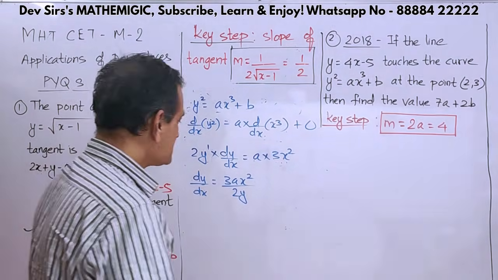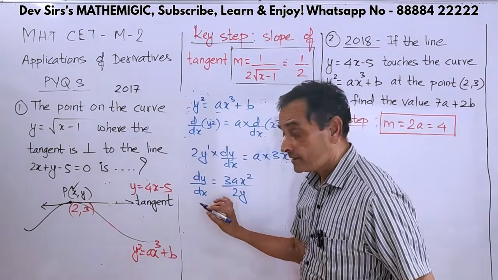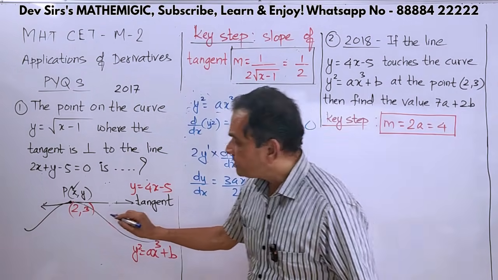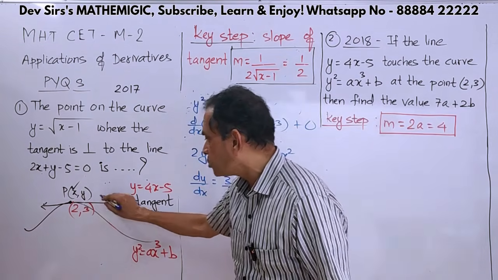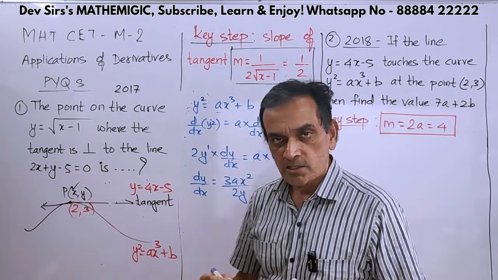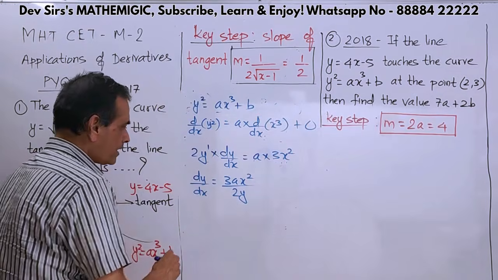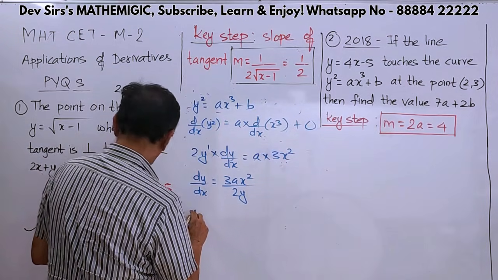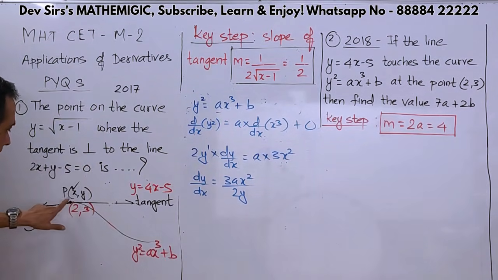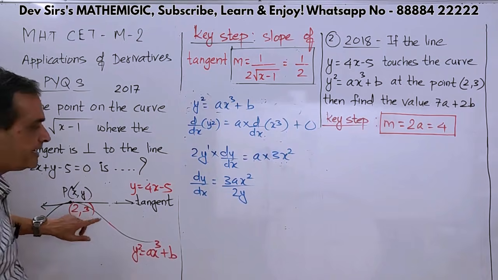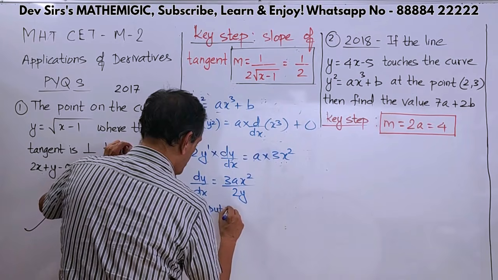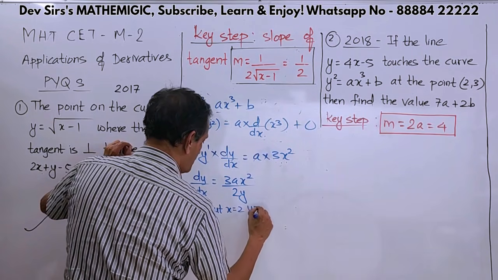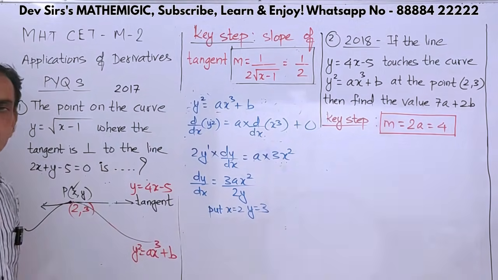Now remember, this gives us the slope of the tangent, but when the coordinates of the point are given, you have to put x equal to 2, y equal to 3 over here. We have to simplify further. So put x equal to 2, as given, folks. X equal to 2, y equal to 3. Substitute.